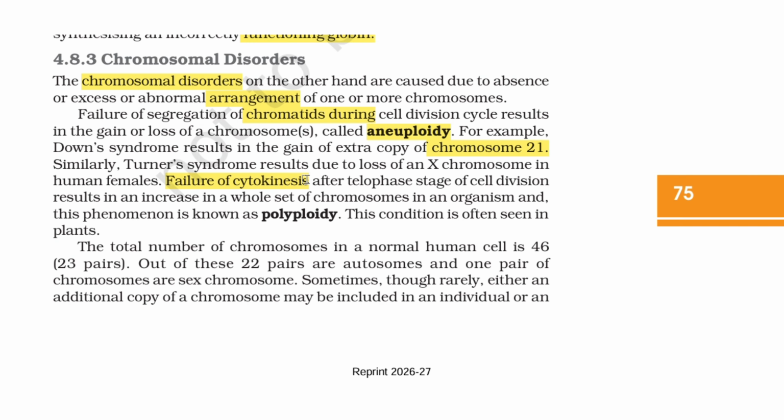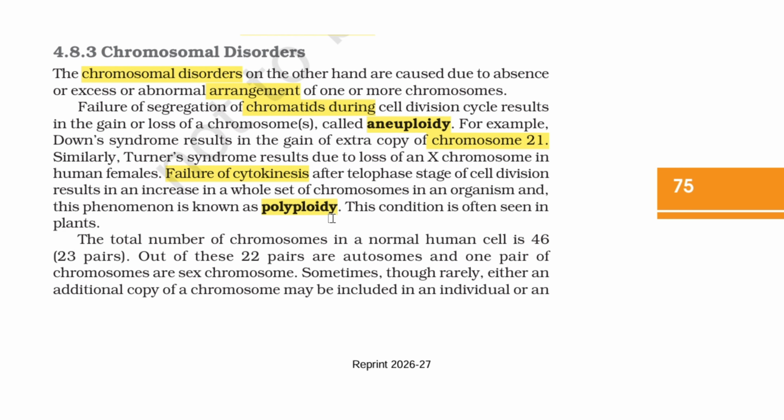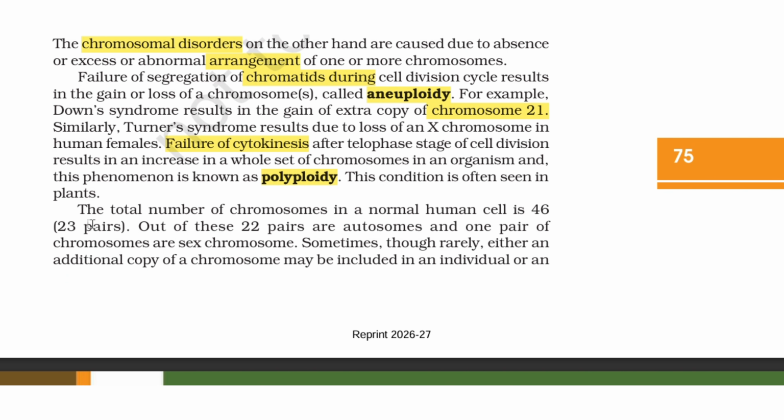Failure of cytokinesis after telophase stage of cell division results in an increase in a whole set of chromosomes in an organism, and this phenomenon is known as polyploidy. This condition is often seen in plants.